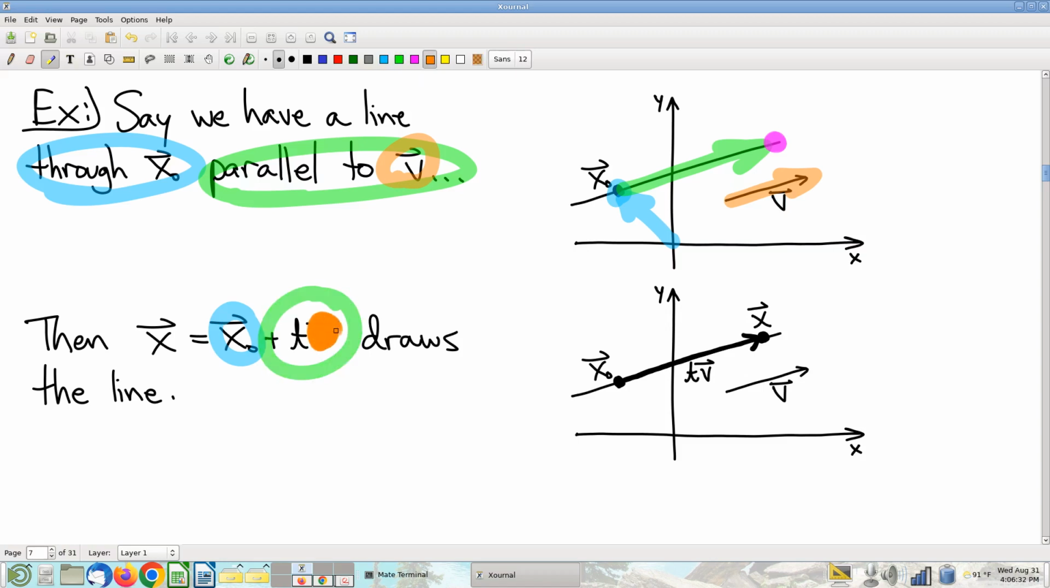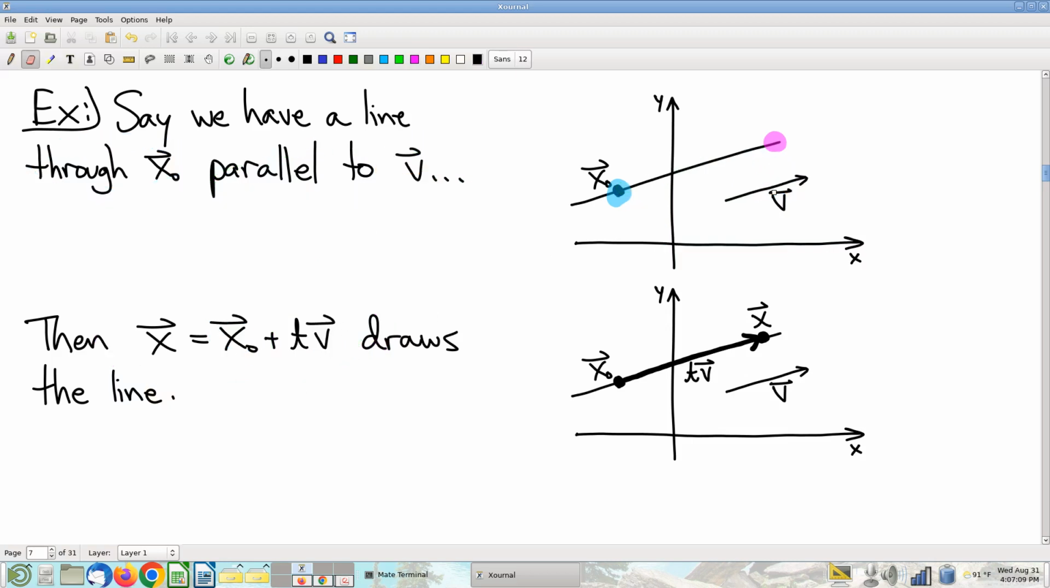tV represents vectors that are parallel to V. And for any value of t, you therefore get a point on that line. This parameterizes that line. So these purple points are parameterized like so. Everybody good? So again, you could view this as vector algebra, breaking down this point as a sum of blue plus green. That was the foot in the door that turned the problem into two easy problems. Okay.